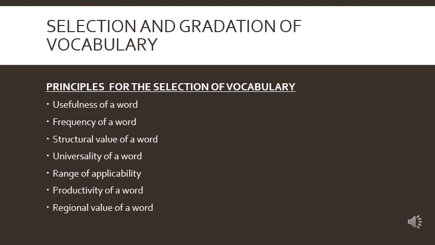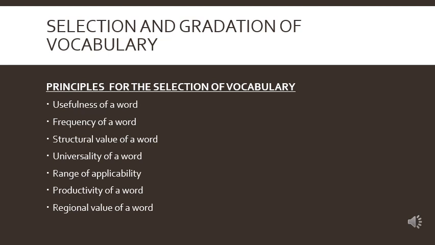The next one is universality of a word. The words which have universal significance can be taught first. For example, words like democracy, politics, terrorism are universally significant words, so those words can be taught in the earlier stage. Also, some difficult words which have universal value can be taught in a later stage too.